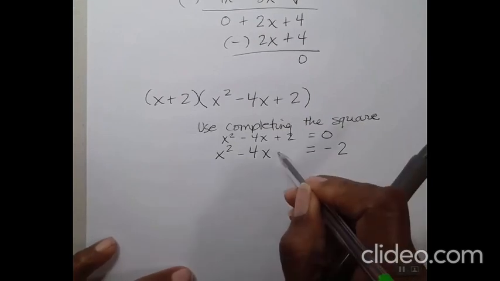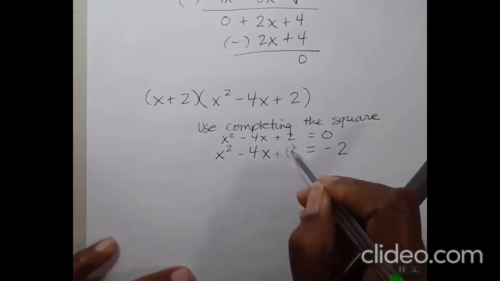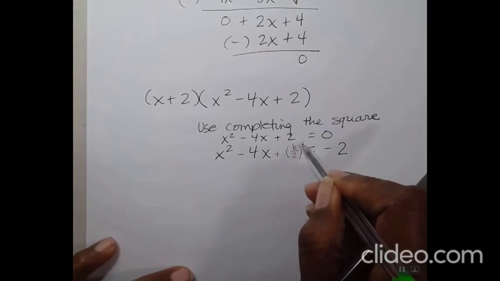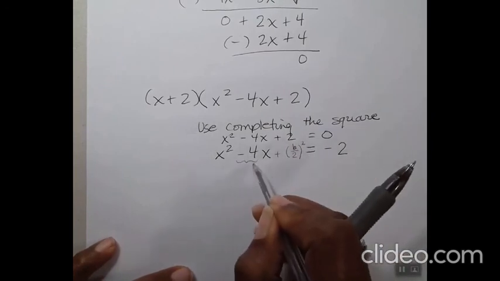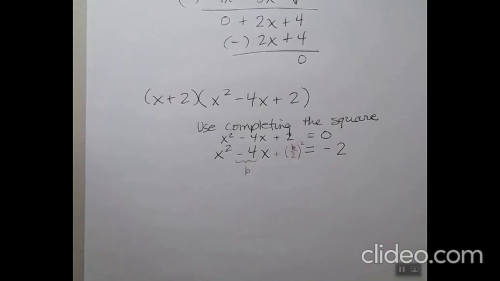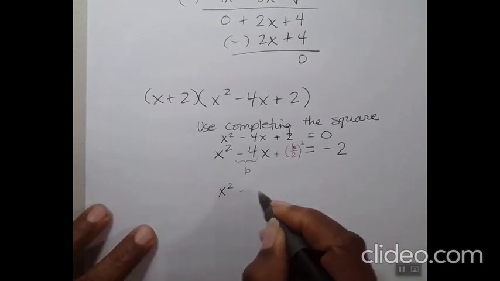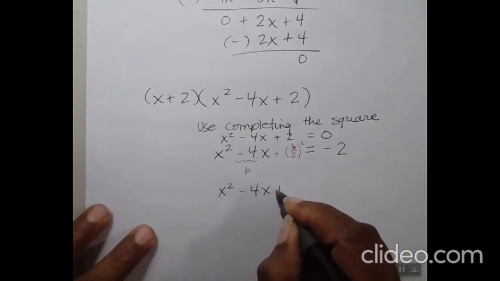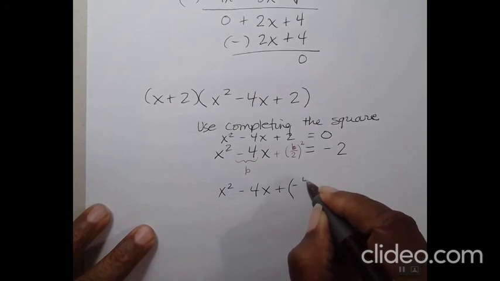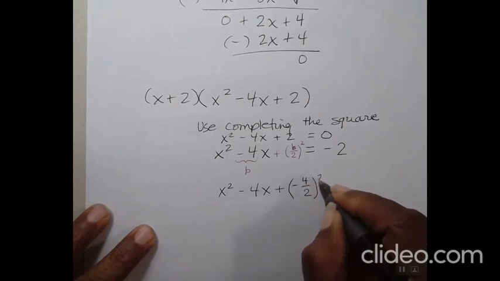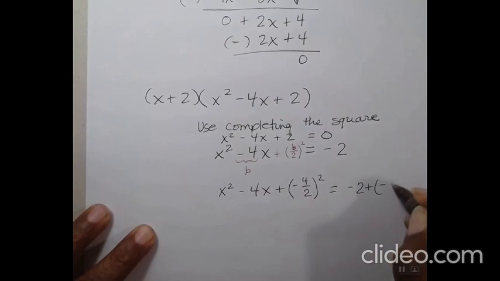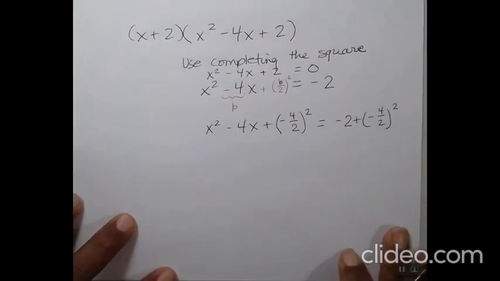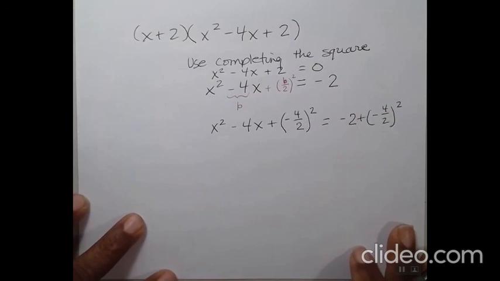In completing the square, we have the b divided by 2 squared. This is a b, not a 6. The b term is negative 4. So we have x squared minus 4x plus negative 4 over 2 squared. This equals negative 2 plus negative 4 over 2 squared. This is called completing the square.